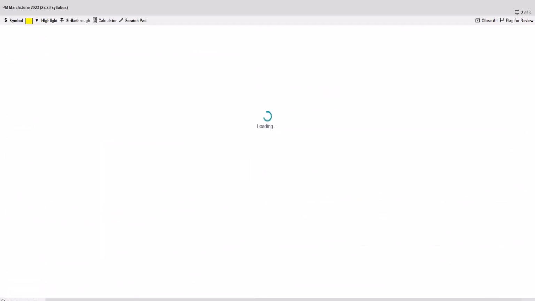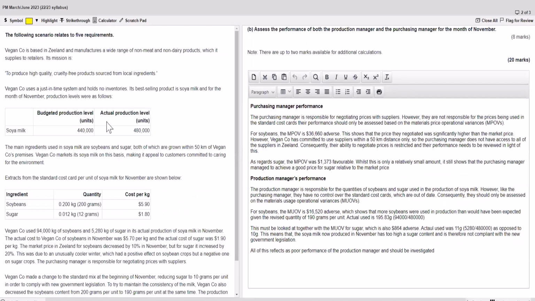Let me now just go and have a look at the written bit. So it says here, assess the performance of both the production manager and the purchasing manager for the month of November. So clearly there's 4 marks going for each, but then they say there is up to 2 marks available for additional calculations. So actually there's 3 marks going for the writing for each and 2 marks for additional calculations. Now, if you write more and don't do additional calculations, I think potentially they would still give you more than 6. So, you know, if you can't think of any additional calculations, then don't worry.